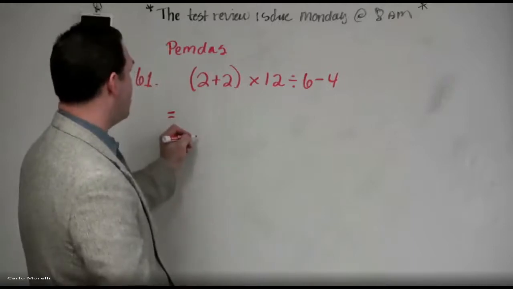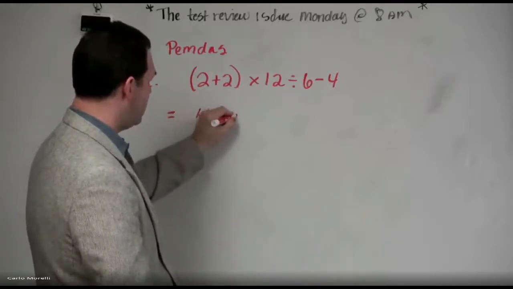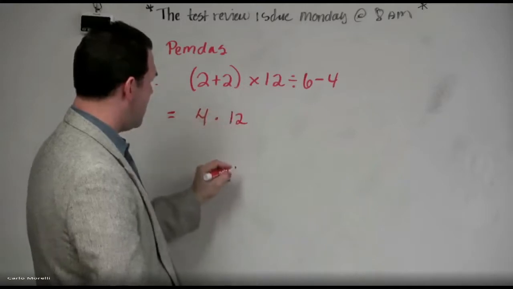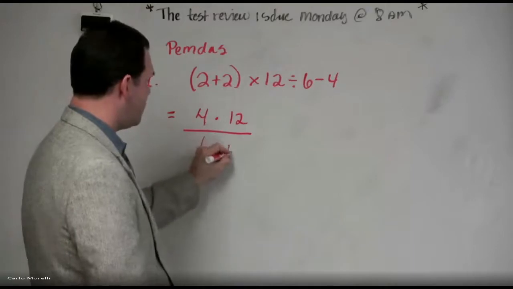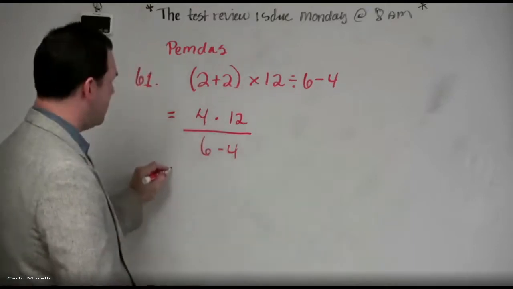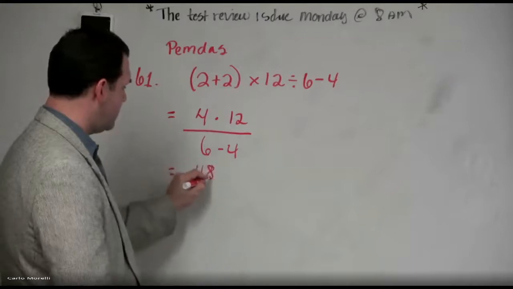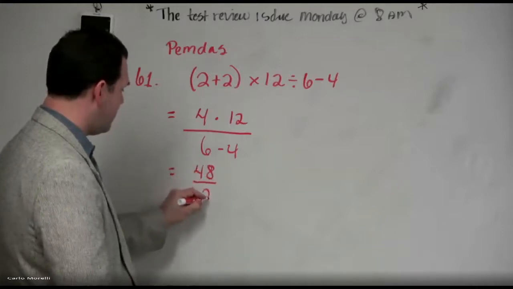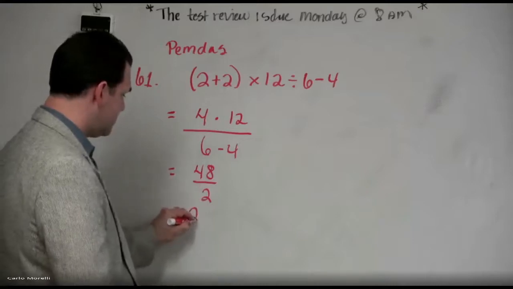All right, let's try again. So 2 plus 2 is 4 times 12, divided by 6 minus 4. So yeah, I heard someone say 48. So this is 48 over 6 minus 4, which is 2. And then 48 divided by 2 is 24.